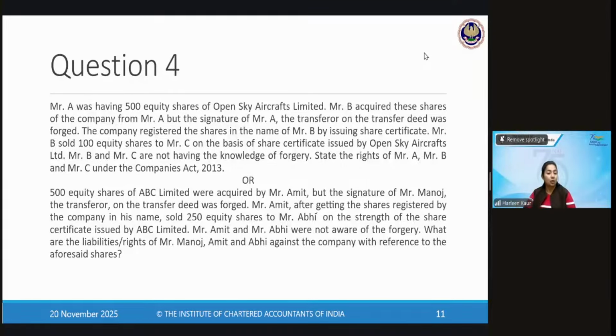Amit and Abhi are not aware what are the rights and liabilities of Manoj, Amit, and Abhi. Can you just imagine how the examiner is giving you similar questions in the exams at times just by changing the names, just by changing the number of shares, but वही question है जो पेपर में आते हैं.